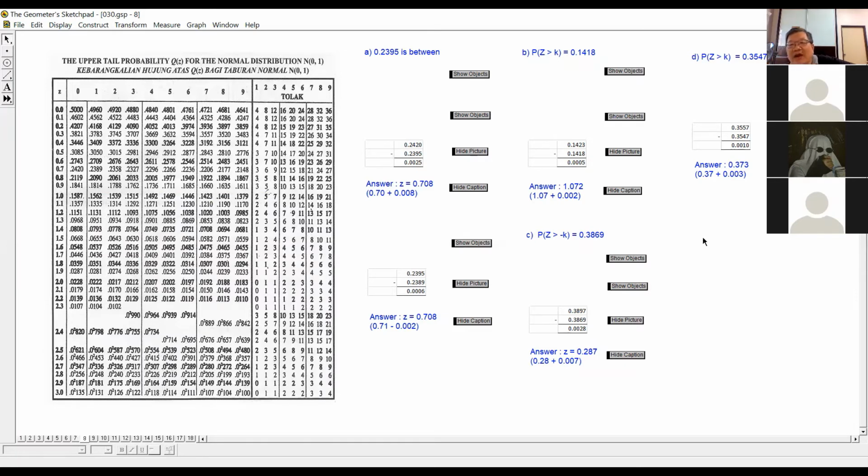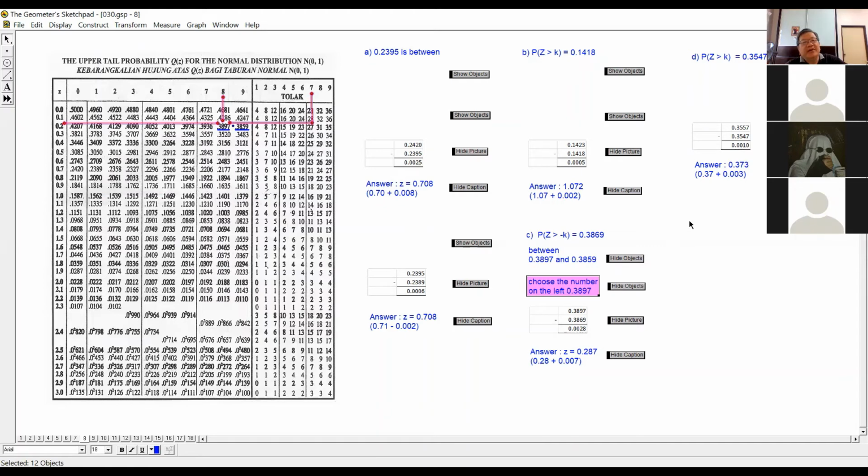Yes, teacher. Between what value is it? 3897 and 3859, here. Our value is 3869. It means our value is 69. 69 lies between 97 and 59. Correct? Correct.